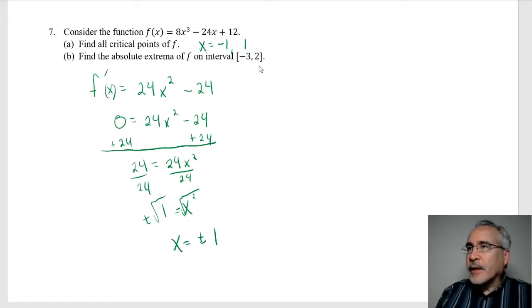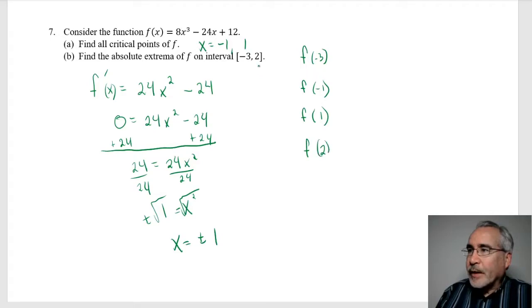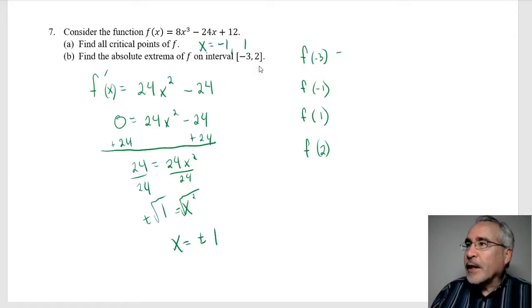So now what I can do is I take this original function and I plug in all, so I've got my 2 critical points here and I've got the endpoints. So I'm going to find f of -3, f of -1, f of 1, and f of 2. See which one is the highest or lowest, because that's where they can occur, right? They either occur at the critical points or they occur at the endpoints.